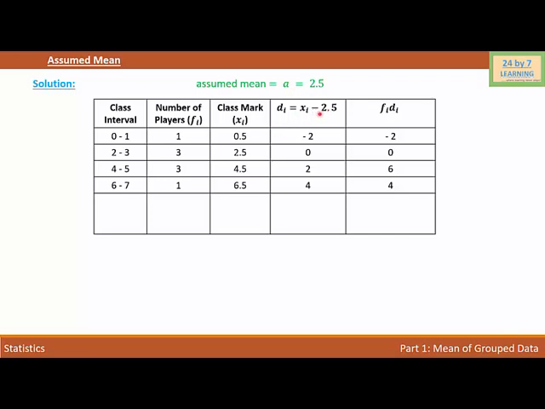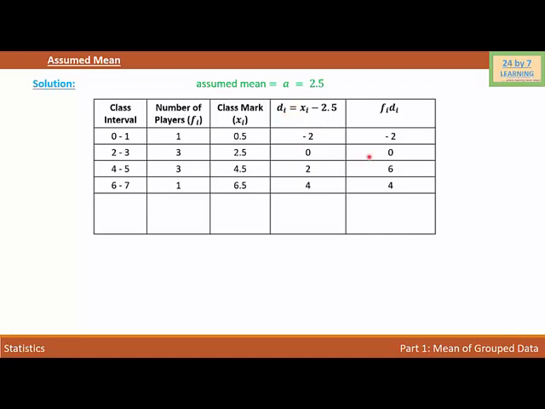So let's use this formula to fill in this table. I will write 0.5 minus 2.5 is negative 2, 2.5 minus 2.5 is 0, 4.5 minus 2.5 is 2, and then 6.5 minus 2.5 is 4. So basically, I got my di, which is over here.